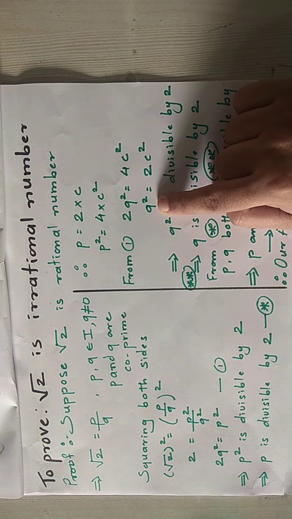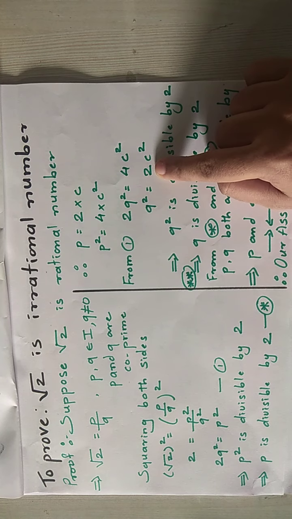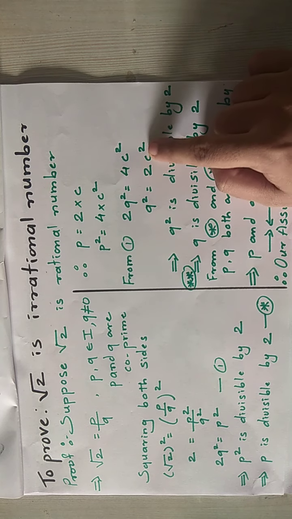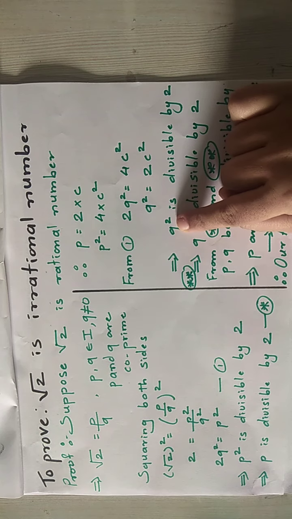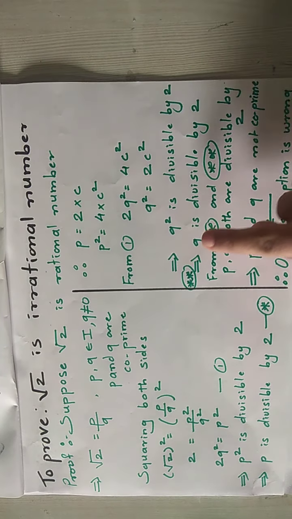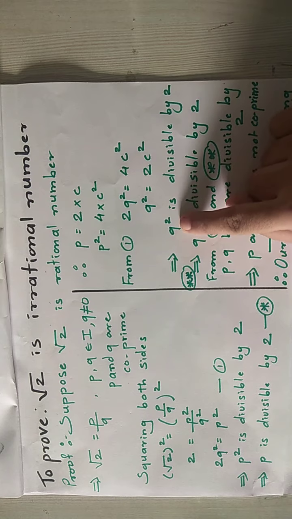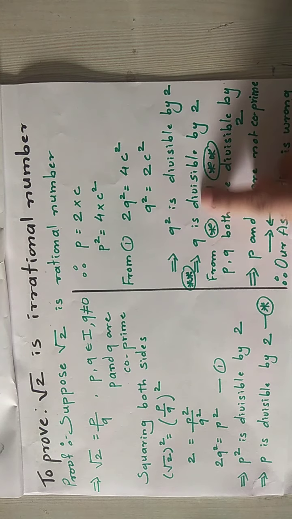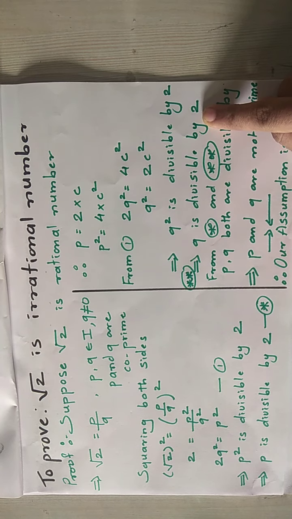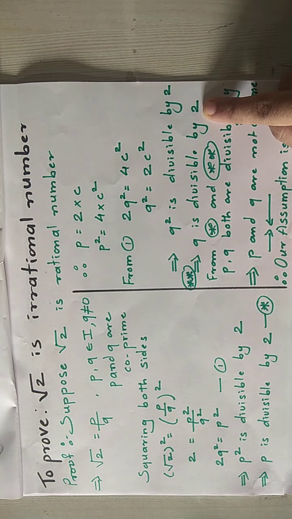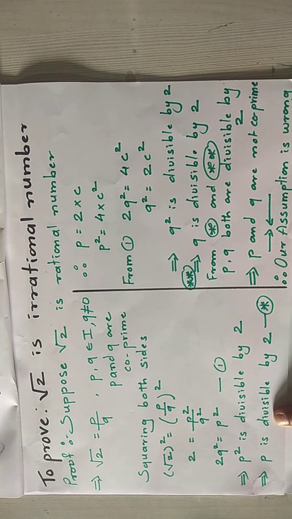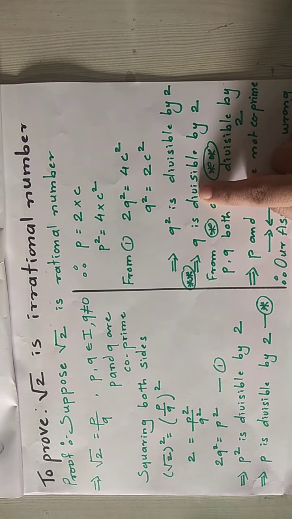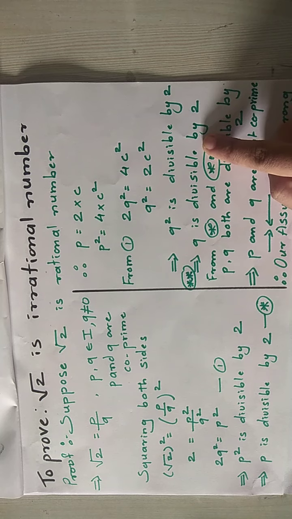That means again q square is going in the table of 2, because q square you are writing as 2 into some number. So q square is divisible by 2. Again the same logic: if q square is even, that means q also should be even. So if q square is divisible by 2, that means q should also be divisible by 2. So here we have q divisible by 2. So let's go back to this step where you have written p divisible by 2, and let's come back to this step where you have written q is divisible by 2.